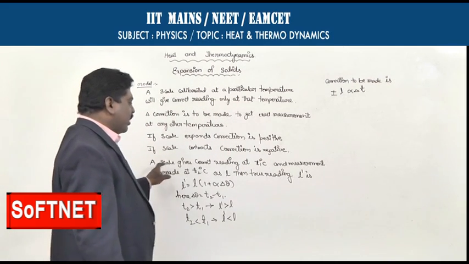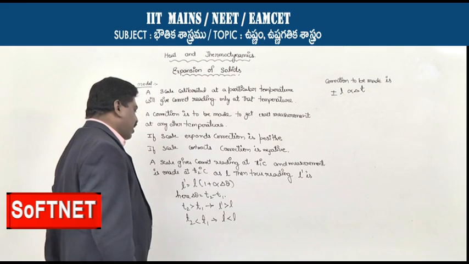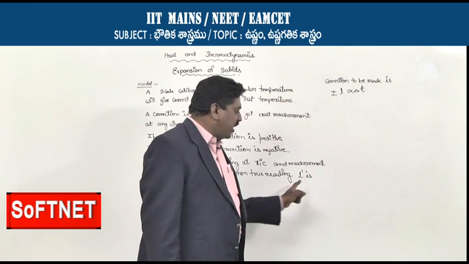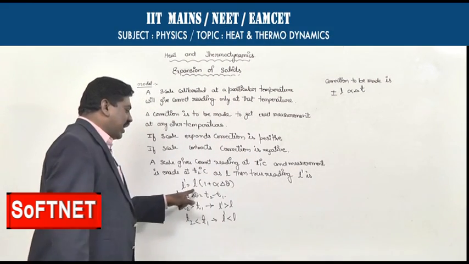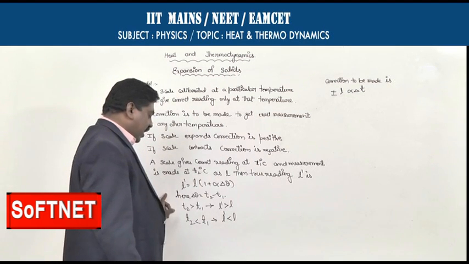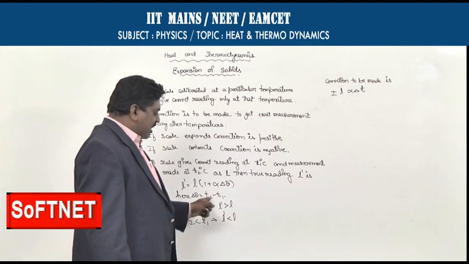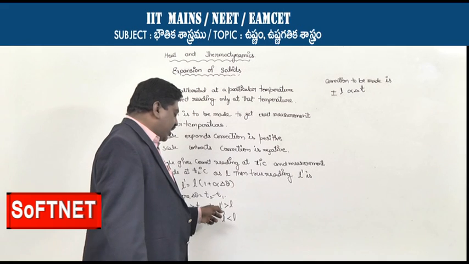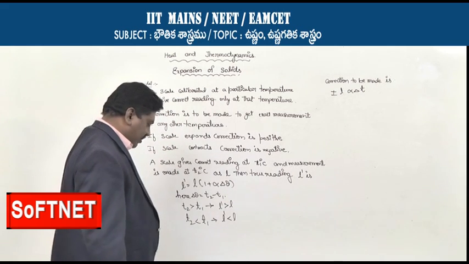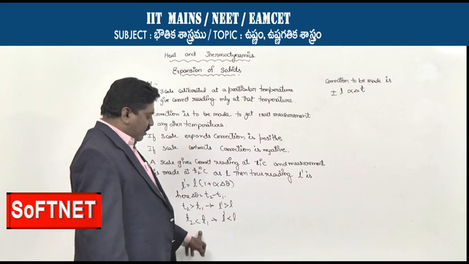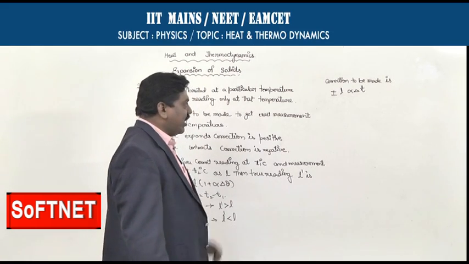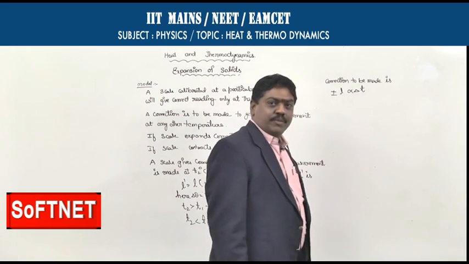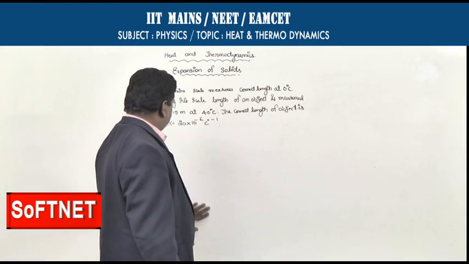Let us say a scale gives the correct reading at T1 degrees Celsius and a measurement is made at T2 degrees Celsius as L. Then the true reading is given as L dash equals L into (1 plus alpha delta theta). Here delta theta is taken as final temperature minus initial temperature. If T2 is greater than T1, then the true reading is greater than the scale reading. Similarly, if T2 is less than T1, the true reading is less than the scale reading. And the correction to be made is plus or minus L alpha delta T. Now let us take a model based on the previous formula.